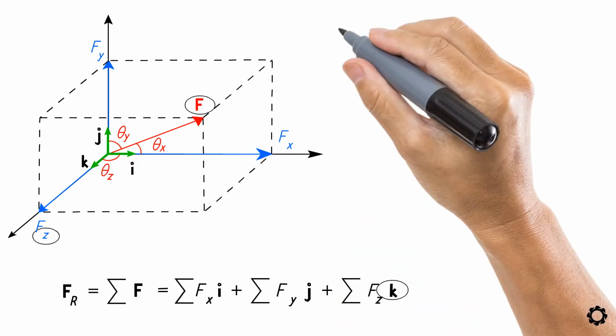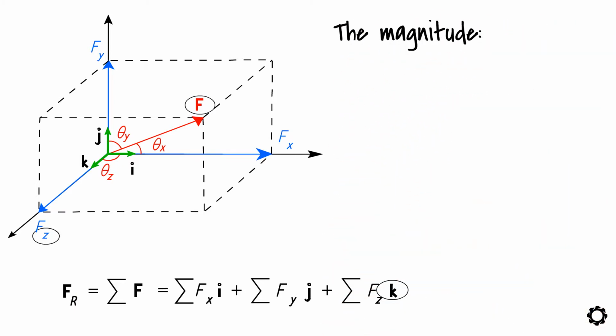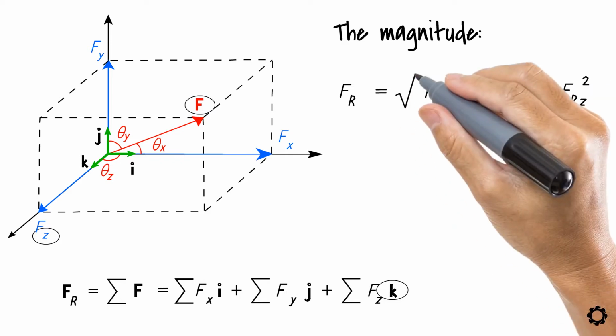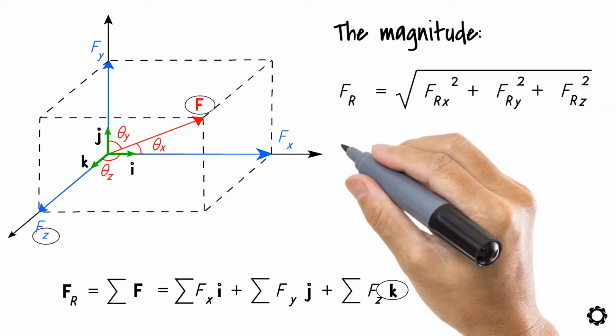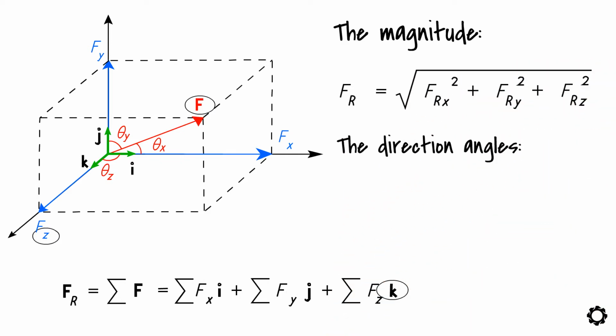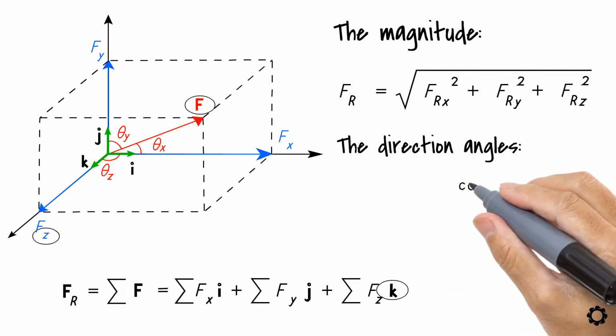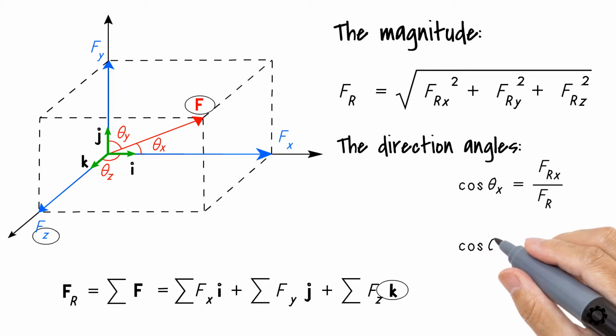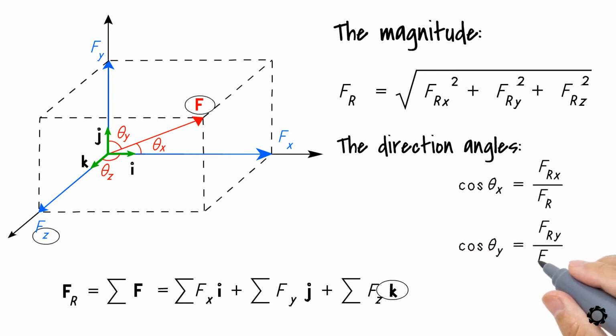You can calculate the magnitude of the resultant force vector by using the same method as in the planar case, in which the squares of each component were summed up and then the positive square root was taken. To determine the direction angles for each component, you can use the following equations. Cos theta x equals Frx divided by Fr. Cos theta y equals Fry divided by Fr. Cos theta z equals Frz divided by Fr.